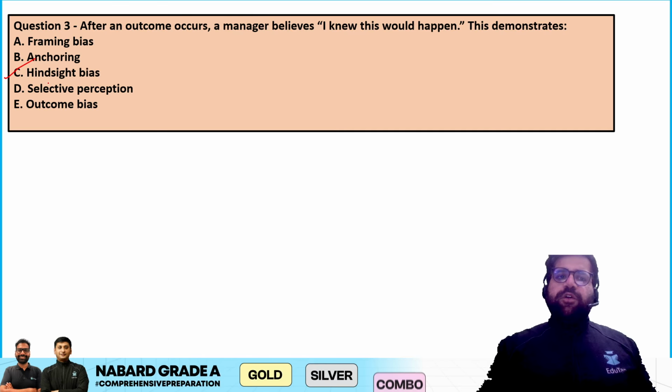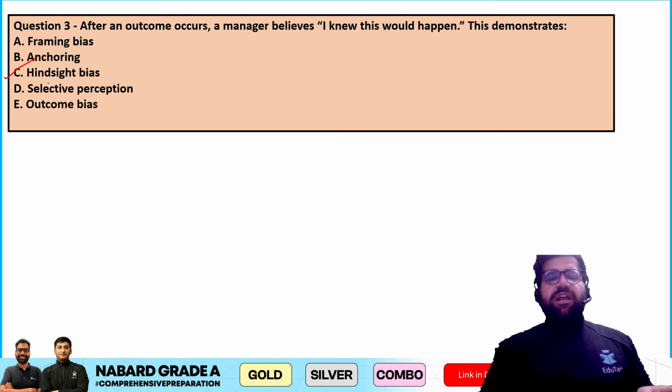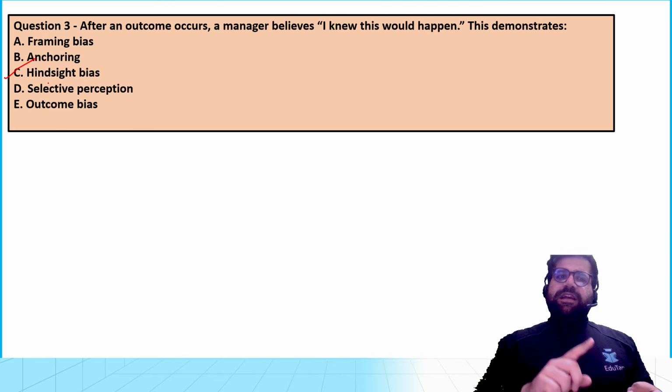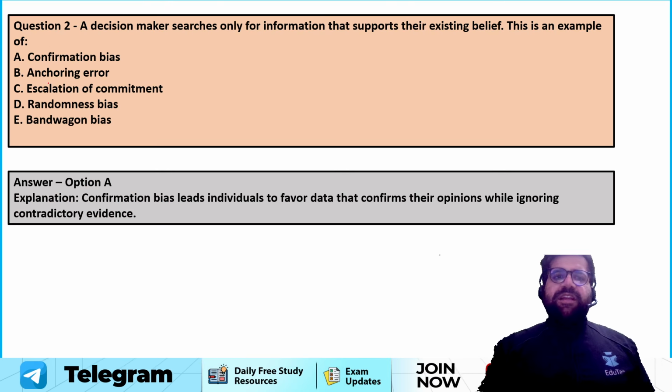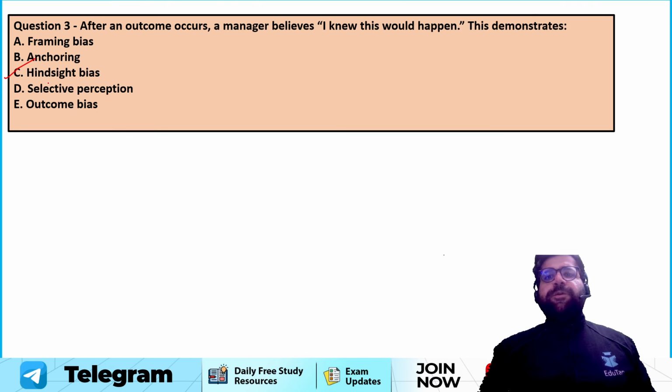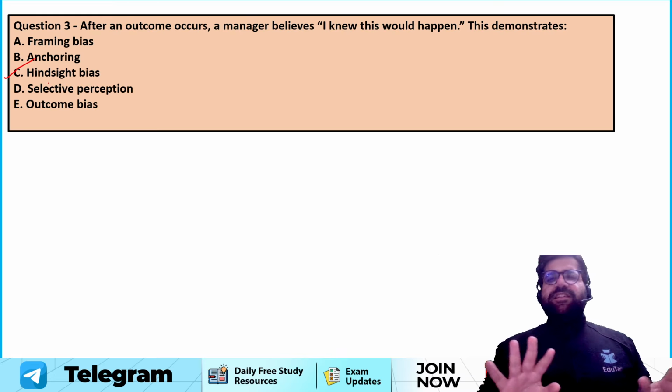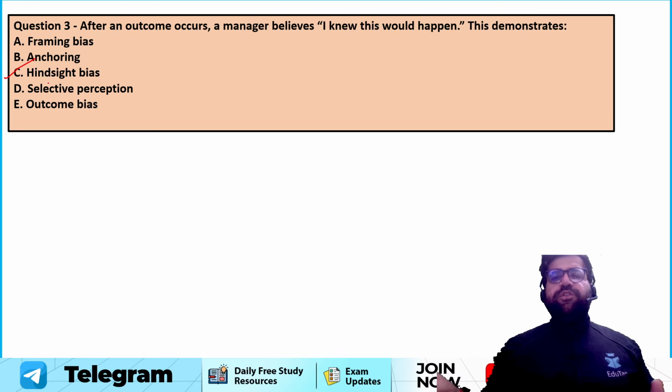So if you see, we have already covered a lot of biasness in your class. Overconfidence bias, right? We have also discussed anchoring bias, confirmation bias, and whatnot. So these are definitely very, very important and you have to revise them, right? Framing bias, outcome bias, these are not directly related to your syllabus, so you can leave them.